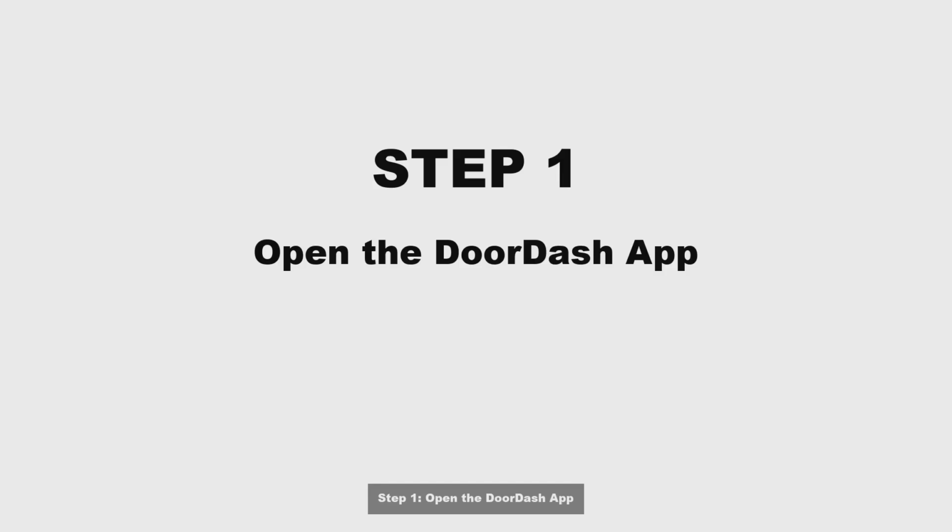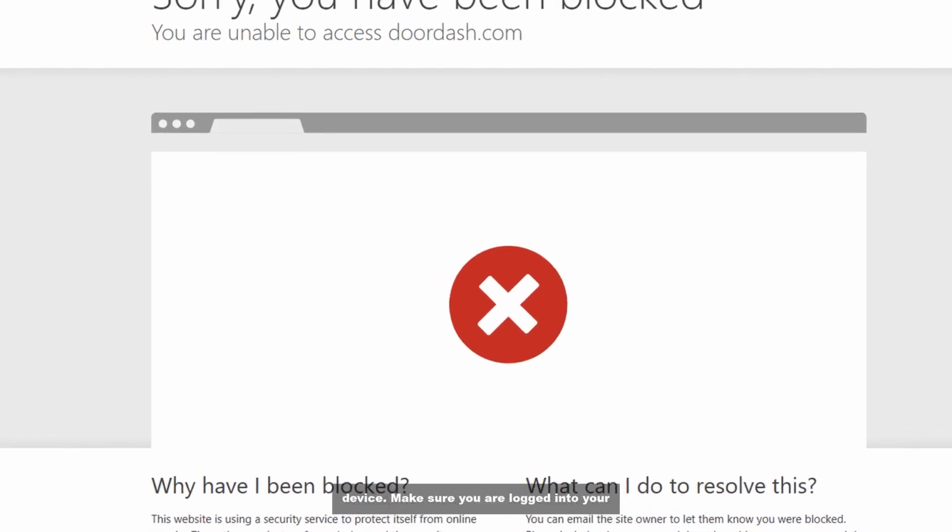Step 1. Open the DoorDash app. Launch the DoorDash app on your mobile device. Make sure you are logged into your account to access your settings.